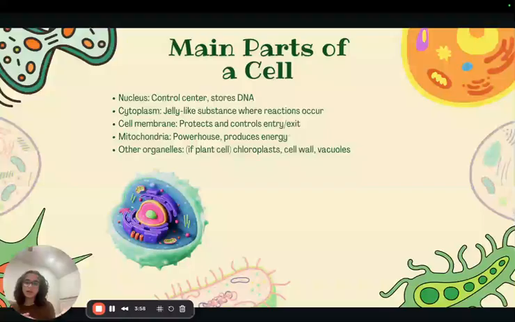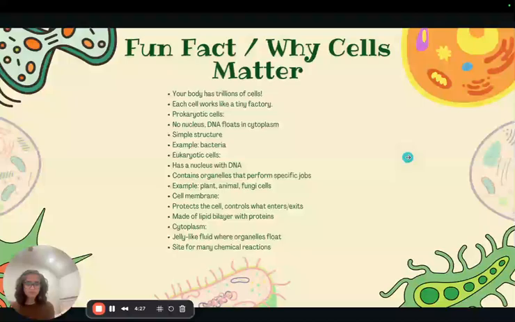So if you are a plant, obviously you have different organelles than you would as an animal. Instead of mitochondria, they have chloroplasts, and that's what they make their energy from, because plants make their own food and we take food from other things. And instead of having the cell membrane, they have cell walls, which are somewhat similar, and they have vacuoles as well, which are for storage, I believe. So that is pretty much how the main parts go.